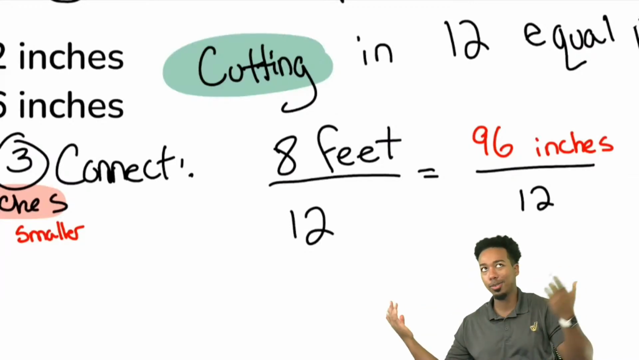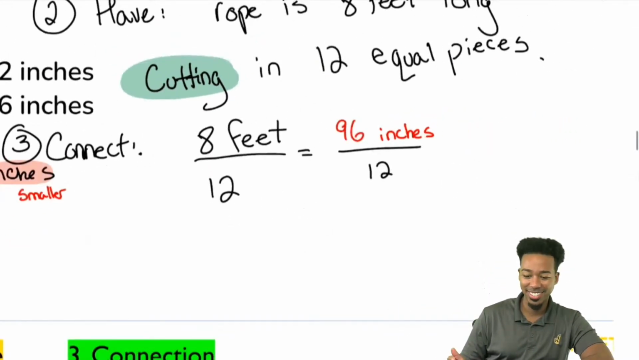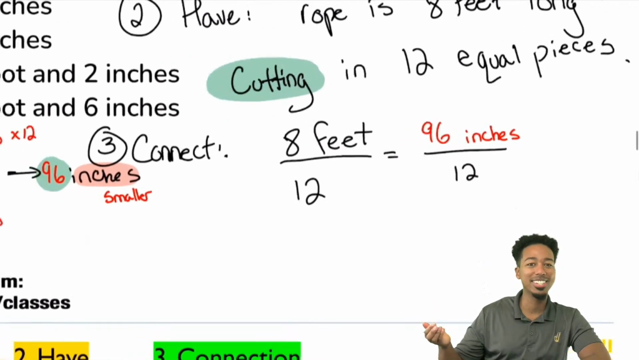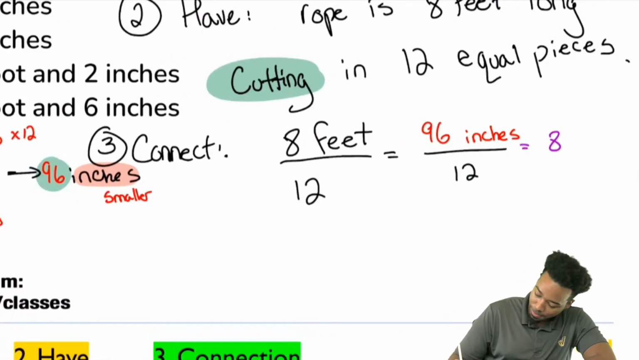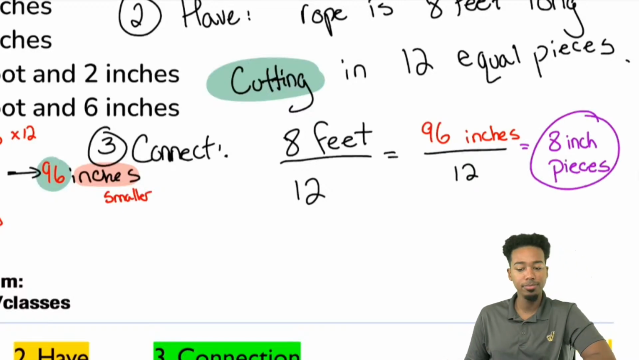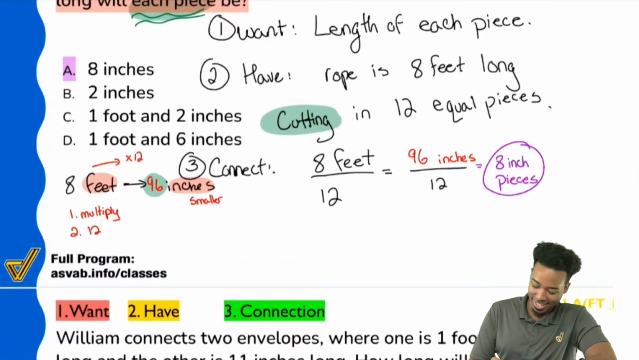96 divided by 12 is what, everybody? What's 96 divided by 12? Right, it's going to go right back to 8, right? It's going to go right back down to 8. Super straightforward there, but there it is. 8-inch pieces. Boom, right there. And there we have that. And there's our answer, 8 inches. Nice and easy.